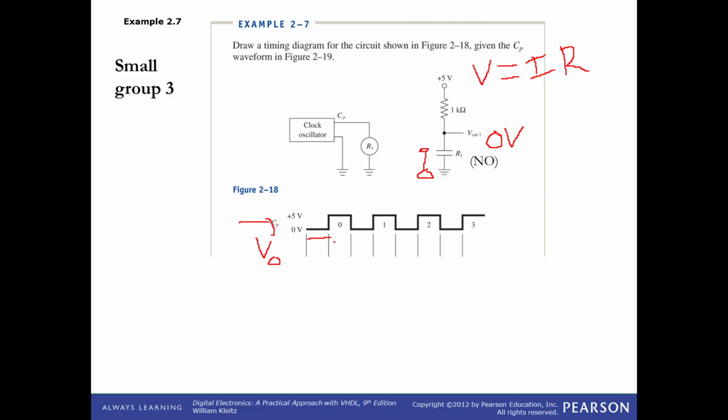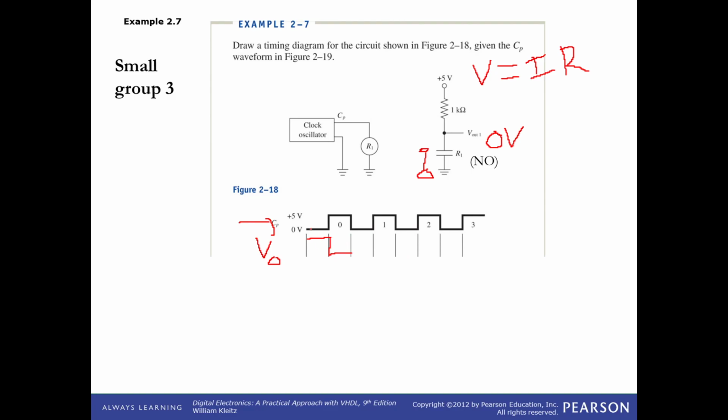So VO drops down to 0 when clock goes to a 1. And because this is a periodic signal, we expect the same thing to happen over and over and over again, because this clock signal is periodic. So we would see the same behavior from V out in each of these other clock cycles.